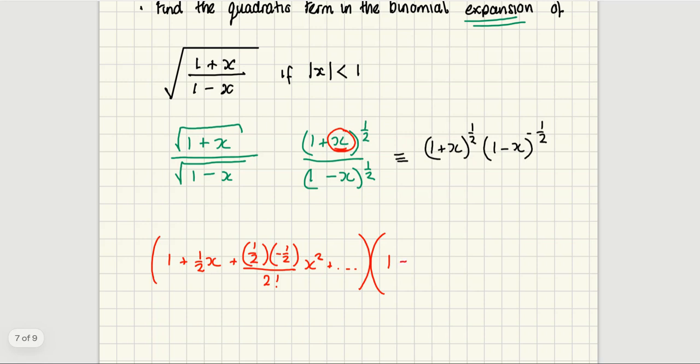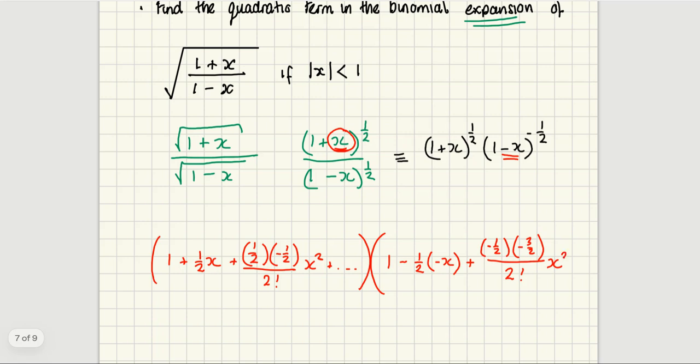Oh no, it's negative a half, minus a half times minus x. Plus minus minus a half times minus 3 over 2, minus 3 over 2, over 2 factorial. Let's do it, don't I? Question mark. 2 factorial x.